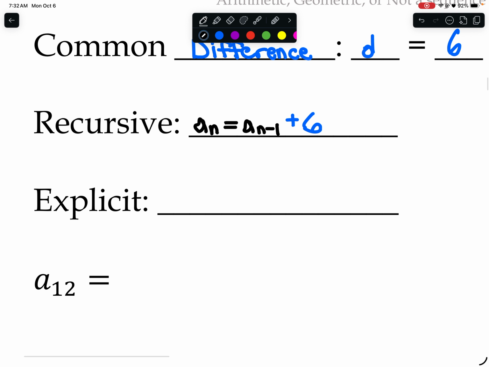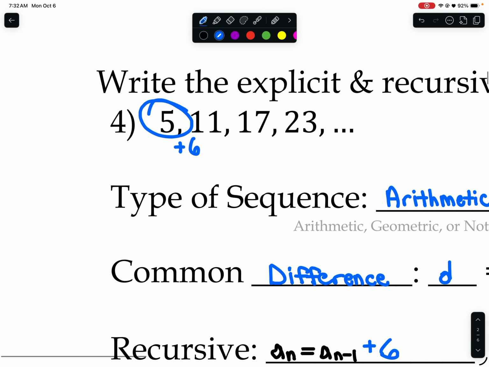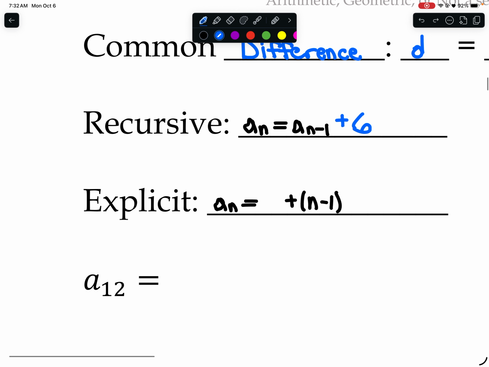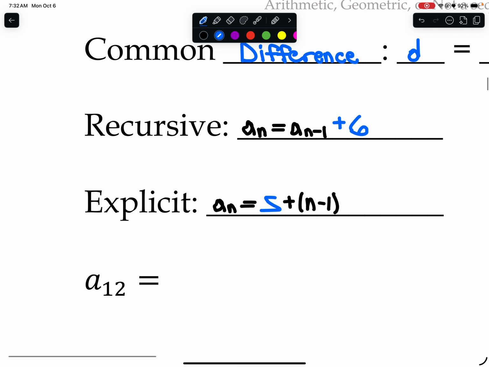And then for your explicit form, we have a sub n equals a sub 1 plus n minus 1 times your common difference. So what you're going to plug in is going to be the value of the first term and your common difference. So the value of the first term of your sequence is going to be 5. And then we're going to plug in the common difference, which is 6. So this would be your explicit form.